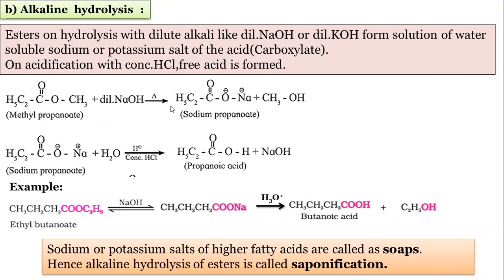But the main product is a sodium salt of a fatty acid. See, this is Na plus and this is O minus. So it is a salt, sodium propanoate. This sodium propanoate after hydrolysis, we can again get back the acid. So this sodium propanoate plus H2O, again in presence of acid, we get the free acid again. So by using this salt, again we get the acid by hydrolysis. Another example is taken here. This is ethyl butanoate. The ethyl group is attached here, COO. This is C2H5, ethyl, and butanoate.